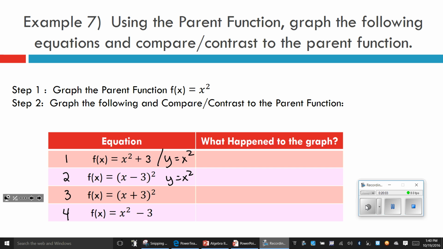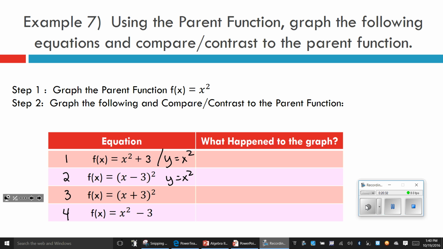Okay? Number 3, there's number 3 right there in red. What does it do? It's got a plus 3 on the inside of the parentheses, so what happens to it? It makes it shift to the left 3. And then number 4, where's number 4 at? Right there. So we have the parent function. What happens when we subtract 3 at the end of it? It moves down 3. Any questions on what makes it move up, down, right, or left?